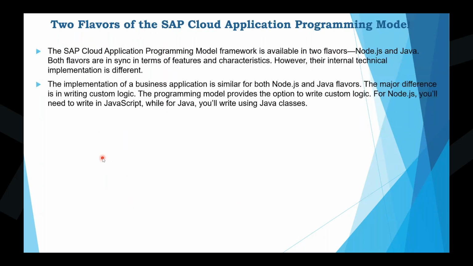Next. The SAP Cloud Application Programming Model framework is available in two flavors: Node.js and Java. Both flavors are in sync in terms of features and characteristics. However, their internal technical implementation is different. The implementation of the business application is similar for both Node and Java. The major difference is in writing the custom logic. The programming model provides an option to write custom logic. For Node, we use JavaScript, whereas for Java, we use Java classes. So we have only two technologies to develop the application's business logic, whether Node or Java. In my training, it's completely Node.js. Clear? Any more questions?